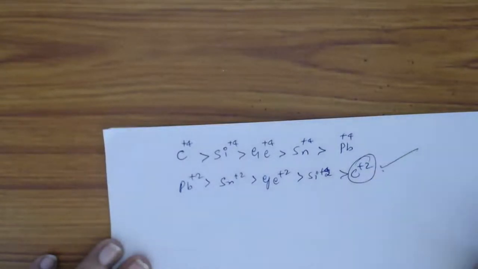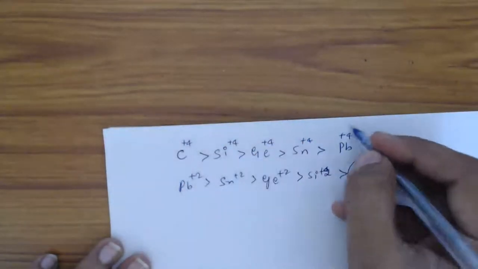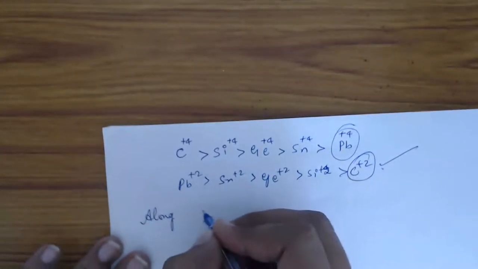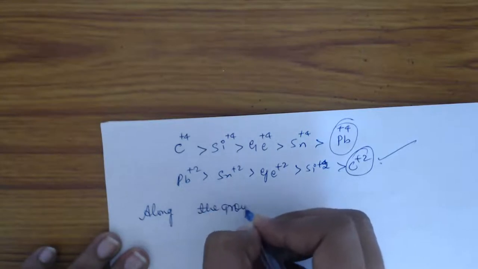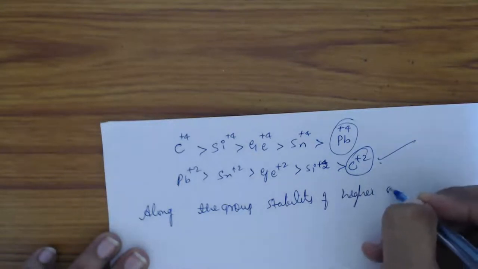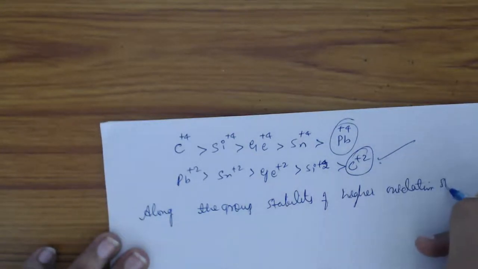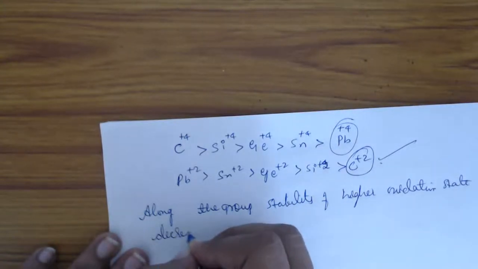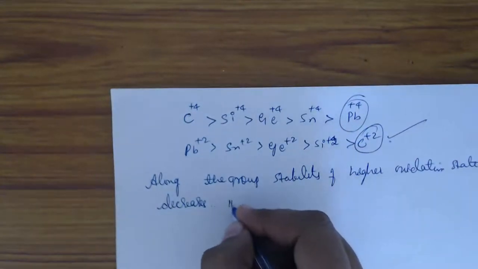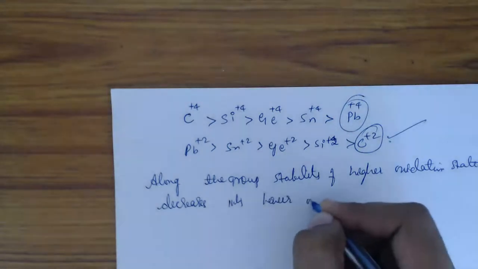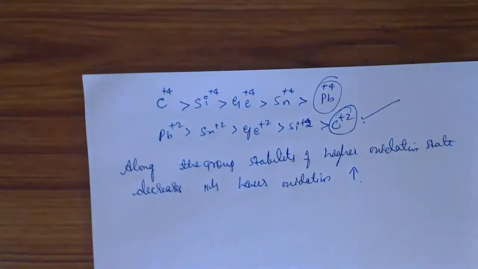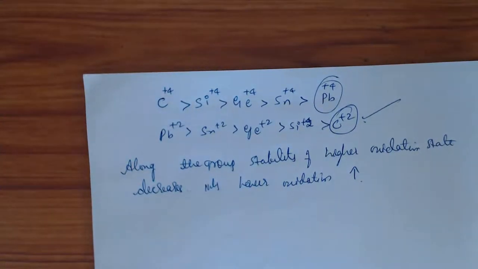Okay, so carbon is least stable in the +2 oxidation state and lead is least stable in the +4 oxidation state. So along the group, remember one thing: the stability of the higher oxidation state decreases. Similarly, the stability of the lower oxidation state increases. Okay. So the next one is their chemical properties.